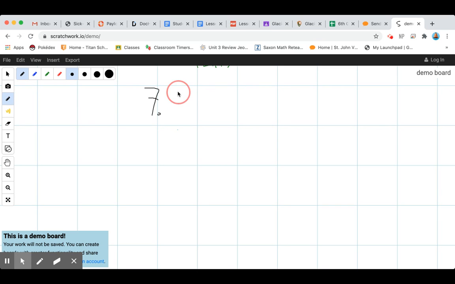So for the first one, we have $43 and 74 cents, and we're going to subtract $16 and 59 cents. This is just a simple subtraction problem. A couple things to watch out for. Make sure that if you have to carry over or regroup, you do that first.